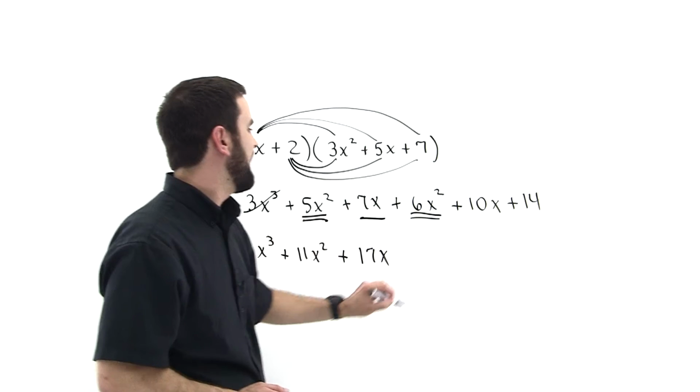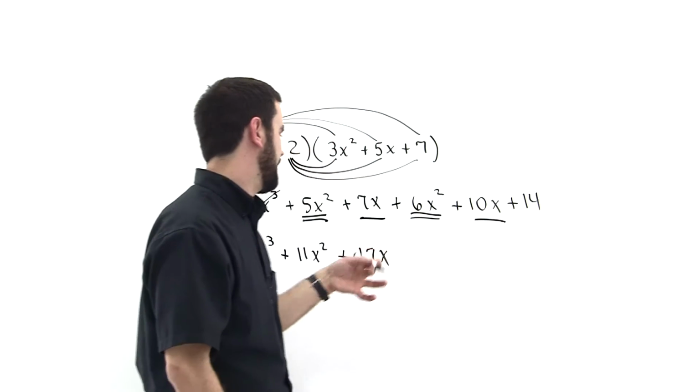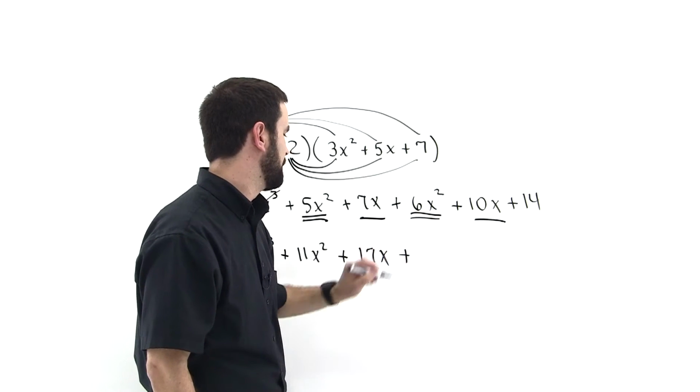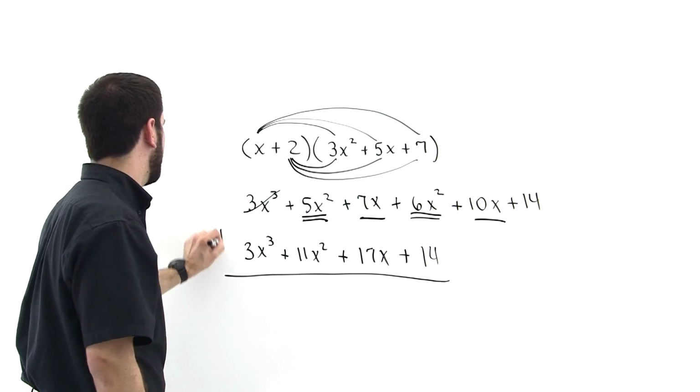And so we've taken that into account. We underline those. And then finally, there's only one constant, and we just put that on the end here, plus 14. And this is your final answer.